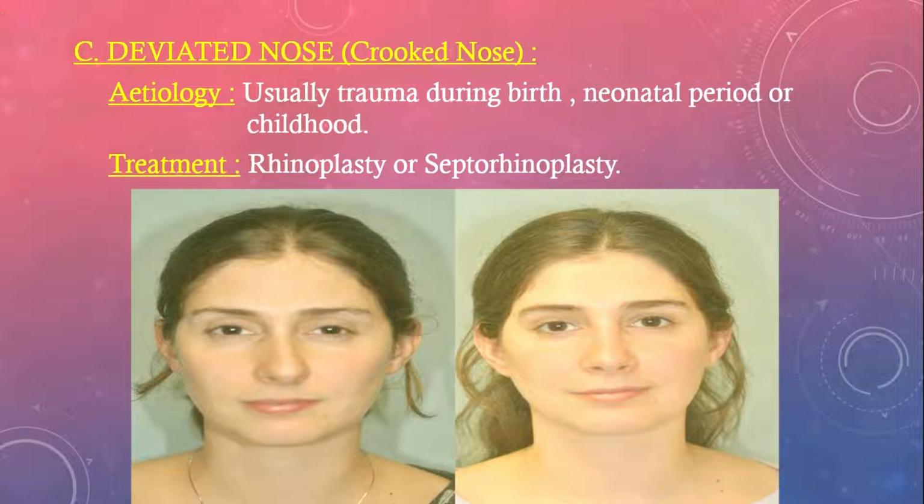Our next slide shows a deviated nose. Also, we can call it a crooked nose. Its etiology is usually trauma during birth or neonatal period or childhood, while its treatment is rhinoplasty or sometimes combining rhinoplasty with septorhinoplasty, in which one deals with the septal deformities or deviations as well as the nasal deviations. And you can see the result.